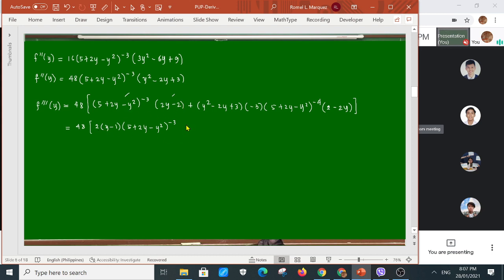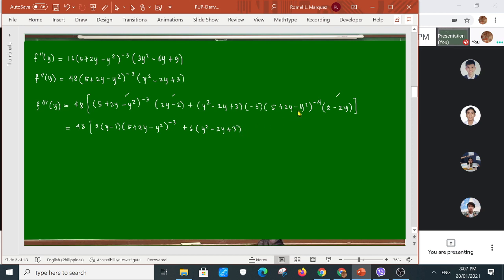Then, copy ito. Pinactor out yung 2. Then, sa second group inside, negative 3. Factor out 2 here. Yung negative 2 factor. Maging negative 3, positive 6. Tingnan nyo dyan, baka may mamali ako. Again, negative 3, I factor out negative 2. So, negative 3, negative 2, 6. Then, copy y squared minus 2y plus 3.